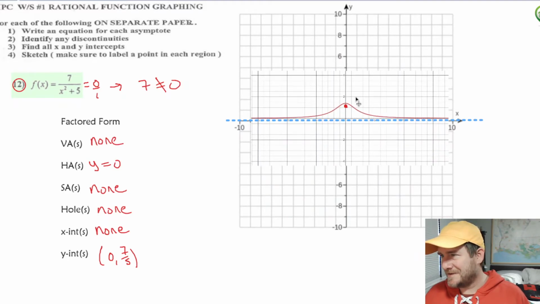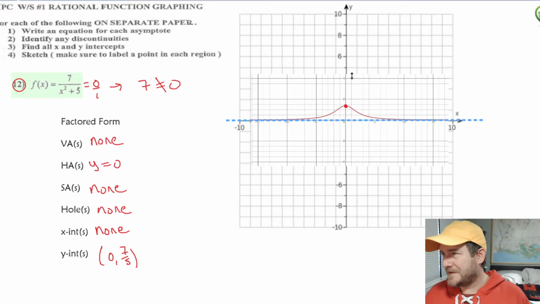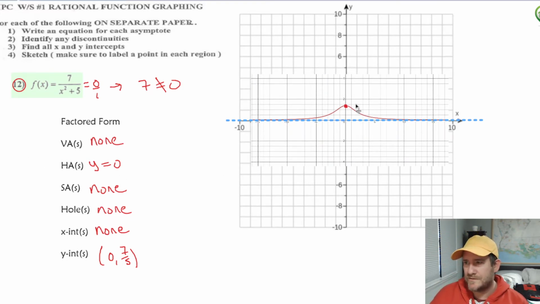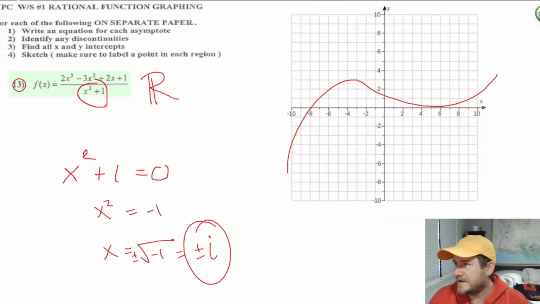I can't get this right. All right, I don't care. You guys get the idea, I hope. But that's it. You would get that. No holes, doesn't cross the asymptote, but it's still kind of interesting because it didn't have any vertical asymptotes either, which is different. Let's do 13, which I did in class for one period at least.